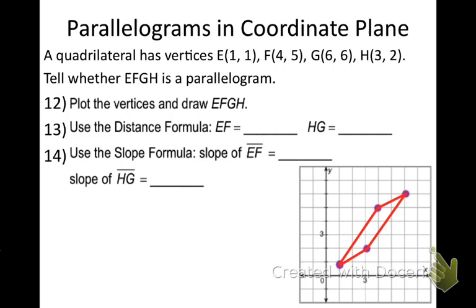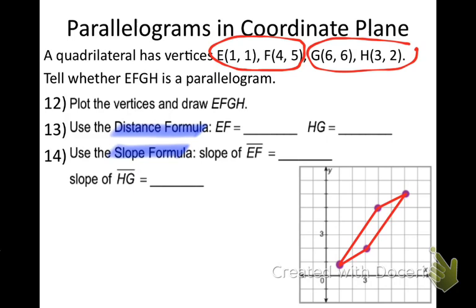It says use the distance formula and find EF and HG. Do we know how to find the distance between two coordinates? Yes, I want you to do that. Find the distance of EF and GH. And then it says use the slope formula. Do you know how to find the slope of two coordinates? Yes, we do. If you don't like the distance formula, what other formula could you use? The Pythagorean theorem. Nice job.